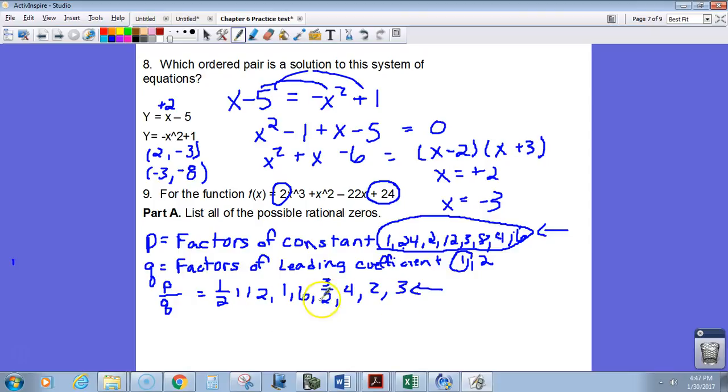Now, in order to figure out which ones really are, you would put each of these numbers back in for x, and the numbers that gave you 0 back would be your answers. But it just asks for all the possible rational zeros, not all of the zeros, so we're good.